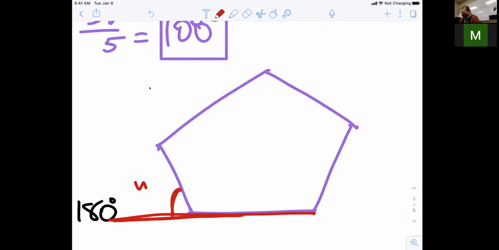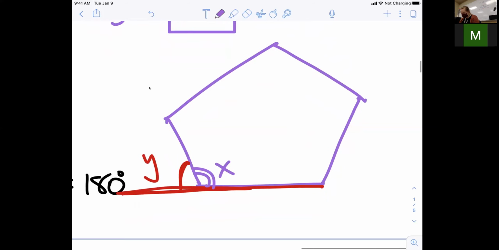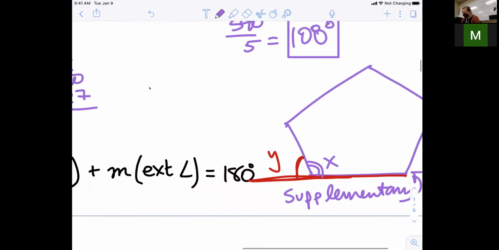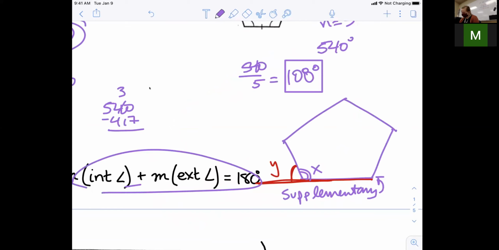We can call this Y, and then the interior one is right here. It's on the inside, and we can call that X. I even drew it as a straight line to show you that they are supplementary, so they add to 180. So these two are supplementary. I'm not necessarily going to use this today, but it might be helpful for you to remember it. I'm about to teach you about exterior angles, and those are easier than interior. So you may choose to always do the exterior angle and then use the fact that they're supplementary in order to find the interior one. So in this case, X plus Y equals 180.